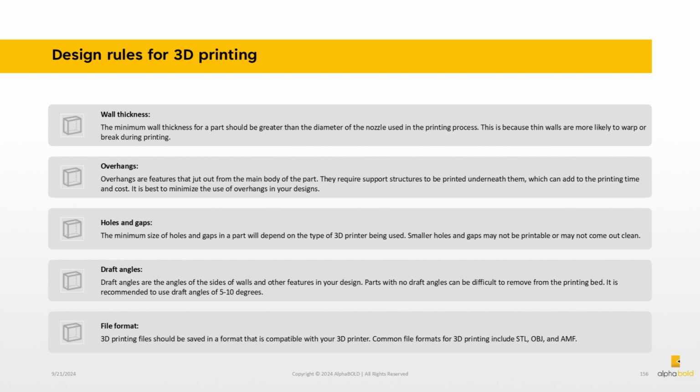Parts with no draft angles can be difficult to remove from the printing bed. It is recommended to use draft angles of 5 to 10 degrees. File format. 3D printing files should be saved in a format that is compatible with your 3D printer. Common file formats for 3D printing include STL, OBJ, and AMF.